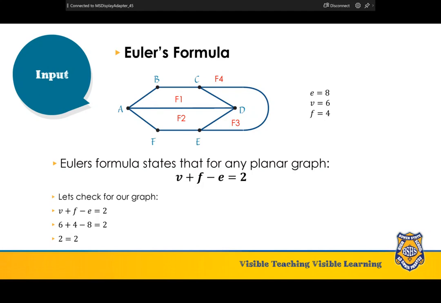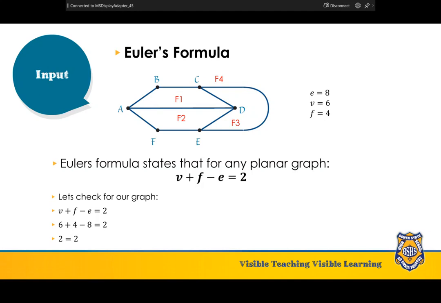So F plus V minus E equals 2. Faces is 4, plus vertices is 4, minus 6 equals 2. 8 minus 6 is 2, equals 2. So that's for a 3D shape.